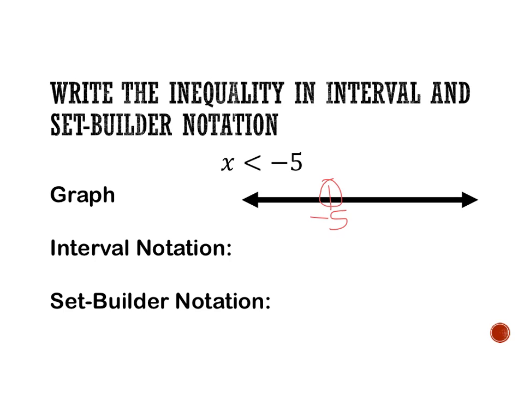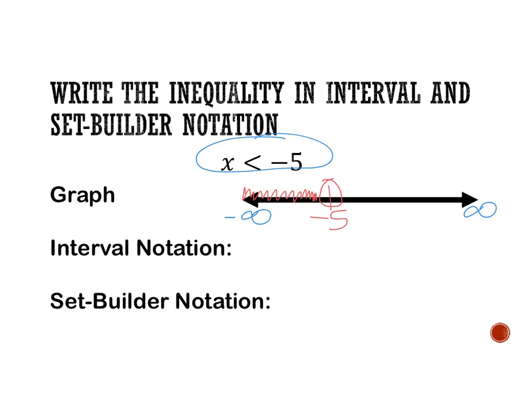Now, since I have my inequality written in this format, variable, inequality, number, my inequality is an arrow that points in the direction I shade. So from my starting point, I shade to the left all the way to my arrow. And remember, this arrow is my negative infinity, and this arrow is my positive infinity.